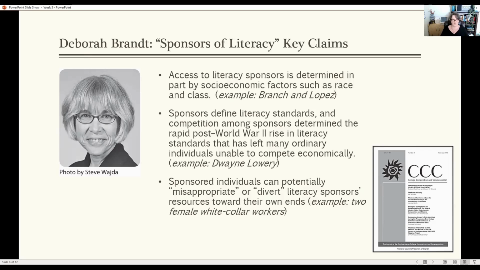And then her last key claim is that sponsored individuals can potentially misappropriate, appropriate, or divert literacy sponsors' resources toward their own ends. She provides some examples of two female white-collar workers who, while they were trained for a specific purpose, took what they learned and put it to their own uses, their own ends. So I think it's a really interesting article.